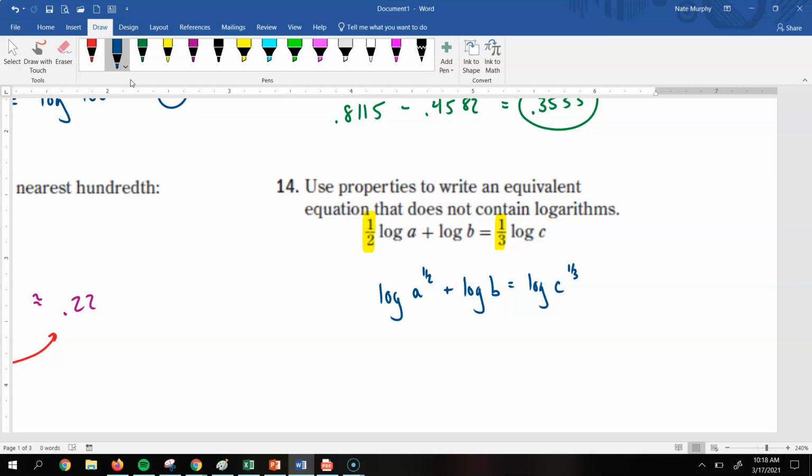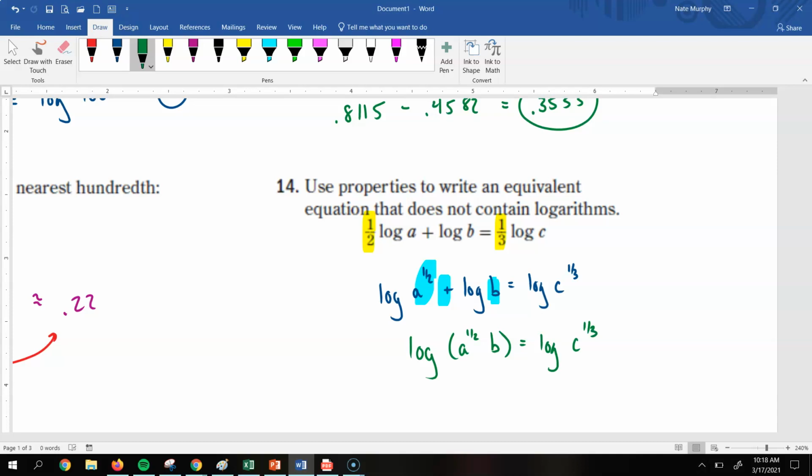Then I see that we have addition here. That means we can write this as a single logarithm by multiplying these two values. So I would say that this would be equal to the log of a to the 1/2 power times b equals log of c to the 1/3 power.